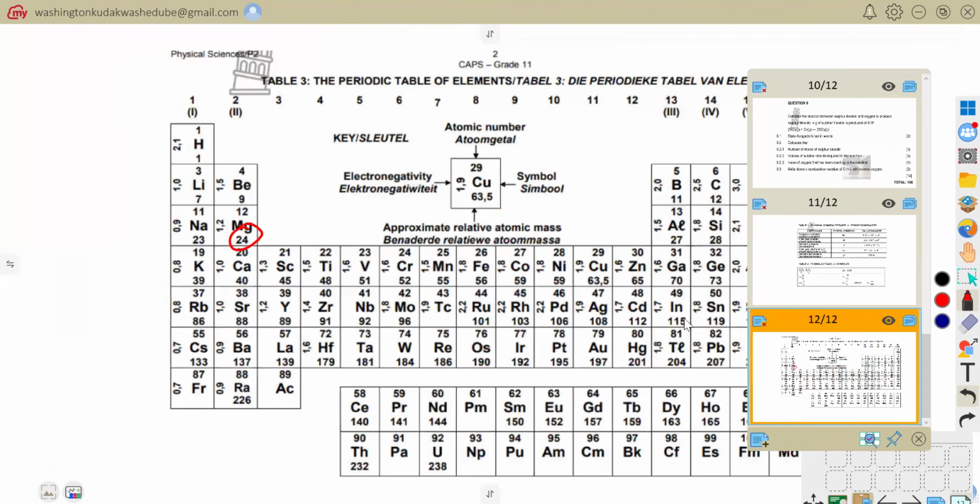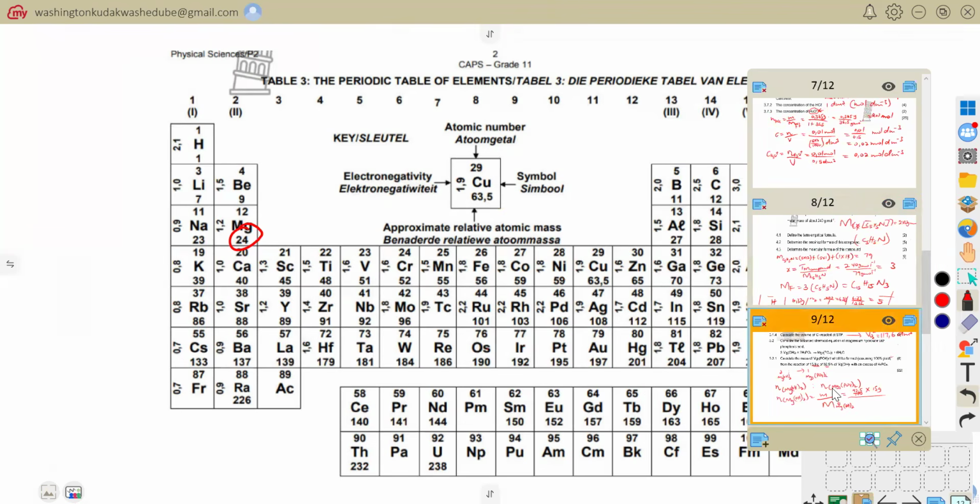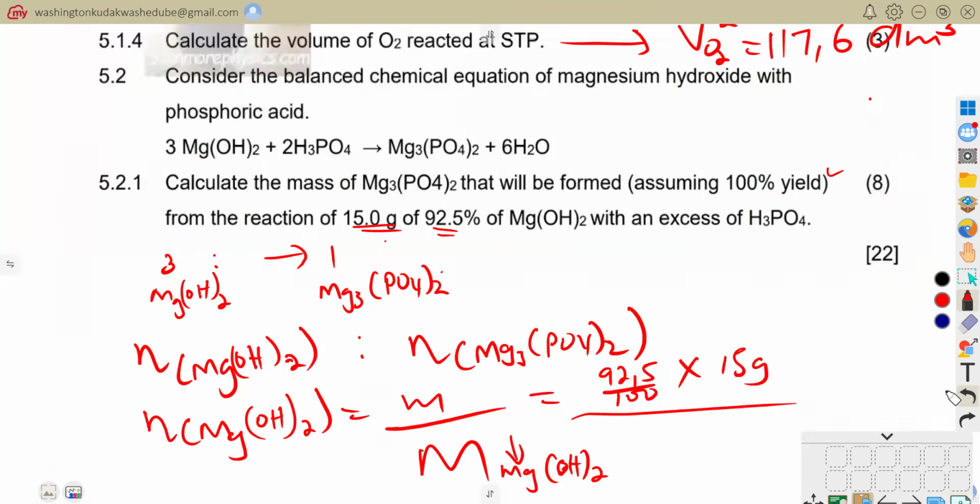I think at some point in time I was using 24 for sodium. Correct me there if I used 24 for sodium. Sodium is 23. So here we are saying we have got 24, which is for magnesium. We have got 24 plus 2 times of what? 2 times of oxygen is 16 plus 1. This becomes 17. 2 times 17.